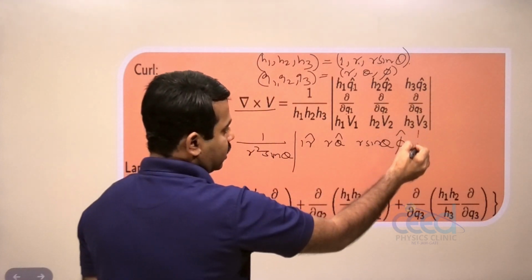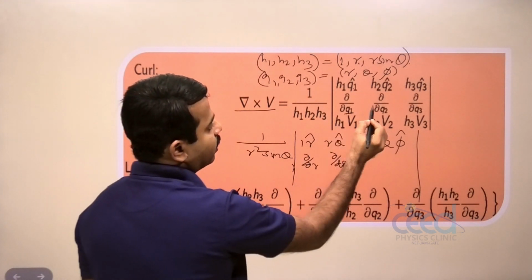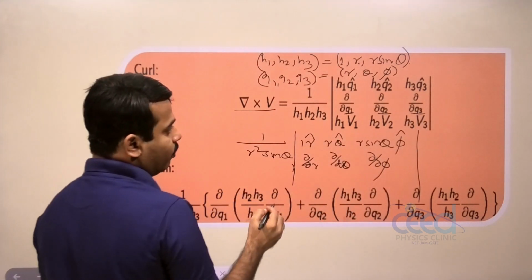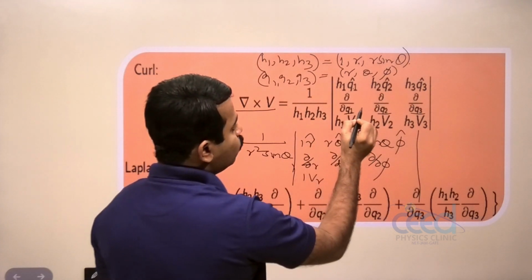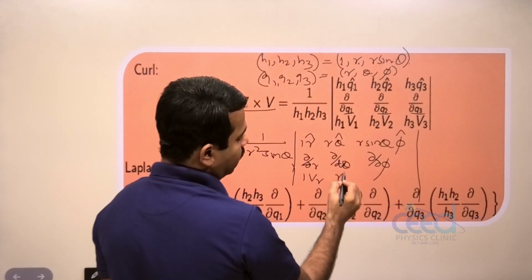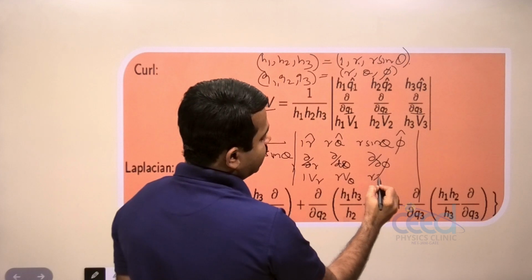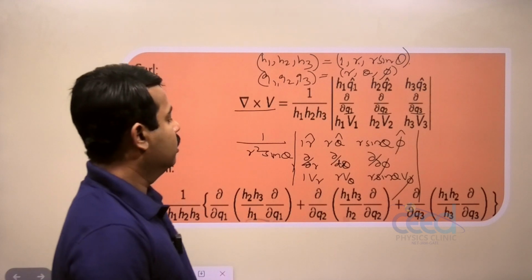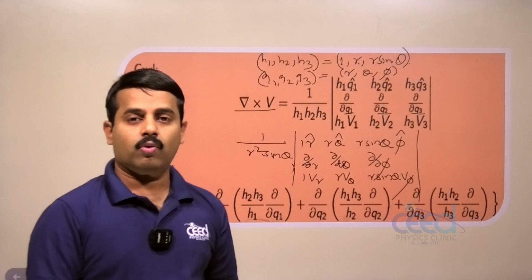Alright. This is the first row. Then dou by dou R, dou by dou theta, dou by dou phi. These are the coordinates, right? Now H1 V1, that is again 1, V1 is VR, right? H2 V2, right? That is, what is H2? R, V2 is V theta, alright? And R sin theta, V phi, alright? So this is the representation of curl in spherical polar coordinate system.